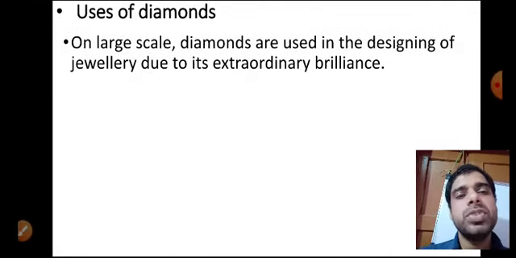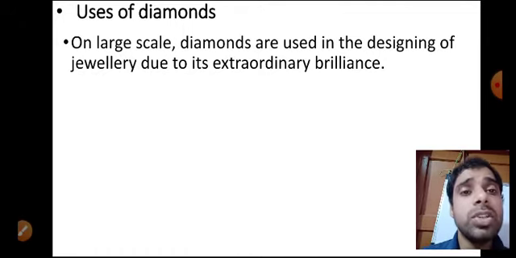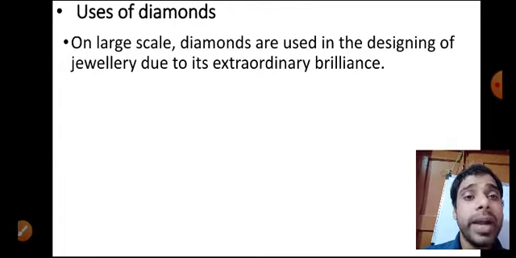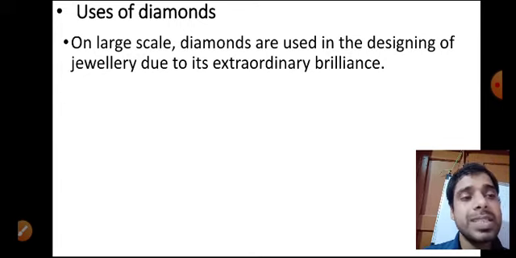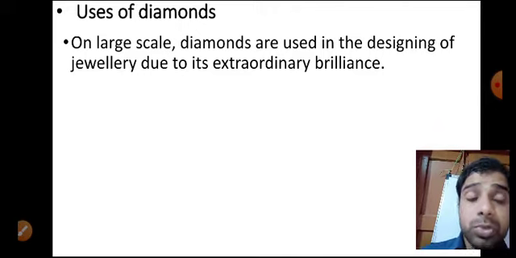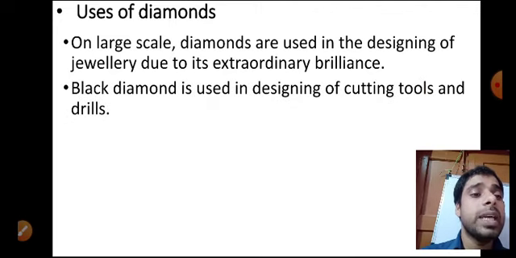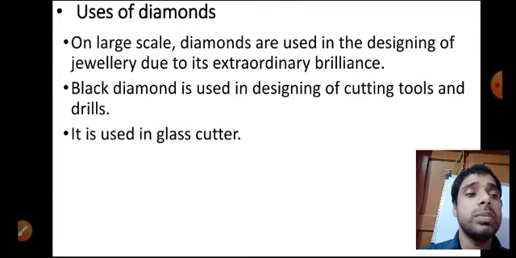Here we can see the uses of diamond. On a large scale, diamonds are used in designing jewelry, due to their extraordinary brilliance. They are very shiny in appearance, so diamond is used for jewelry purposes. Then black diamond is used in designing cutting tools and drills. This is also important, and it also acts as a glass cutter.